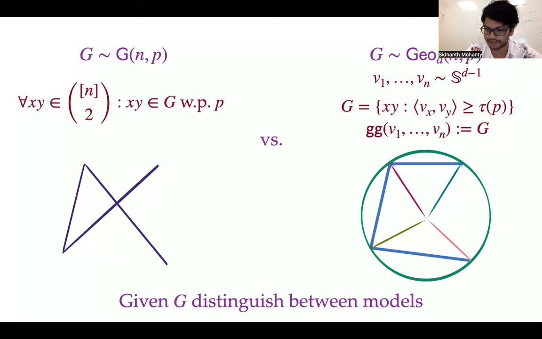And one more piece of notation before we move on in the talk is you're going to use GG(v1, ..., vn) to denote the proximity graph of given vectors v1 to vn, namely the geometric graph that they produce.